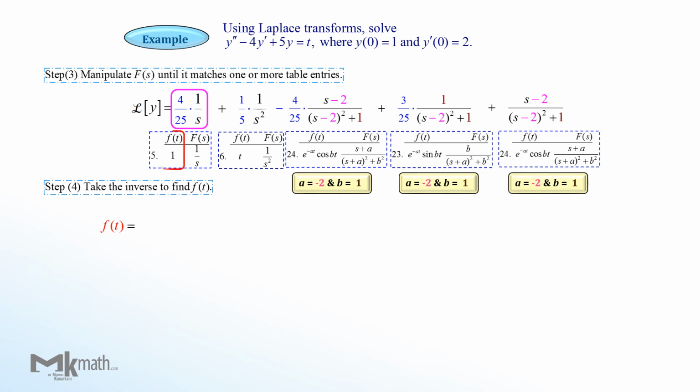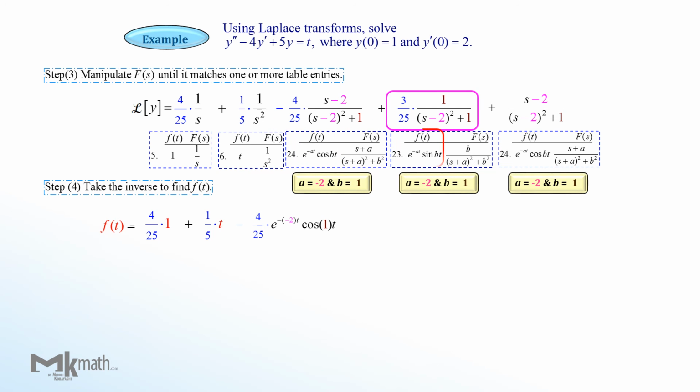Let's start with the first entry, taking the inverse of 1 over s to get 1, so we get 4 over 25 times 1. For the second function, taking the inverse of 1 over s squared to get 1 over 5 times t. For the third function, taking the inverse of the entry number 24 with a equal to negative 2 and b equal 1 to get negative 4 over 25 e to the 2t cosine t.